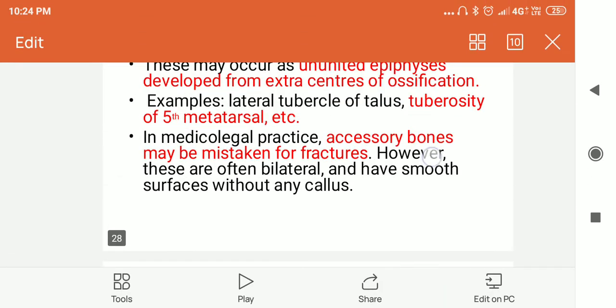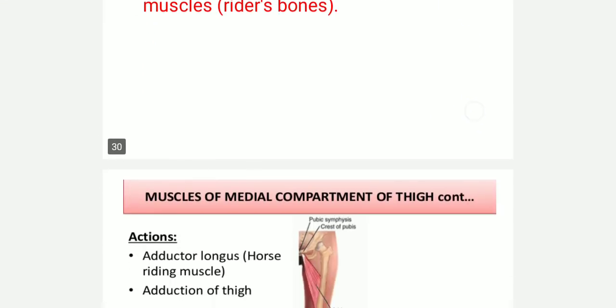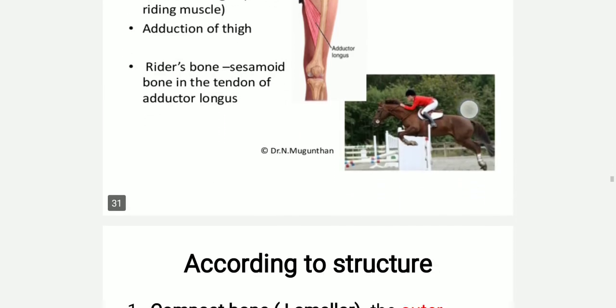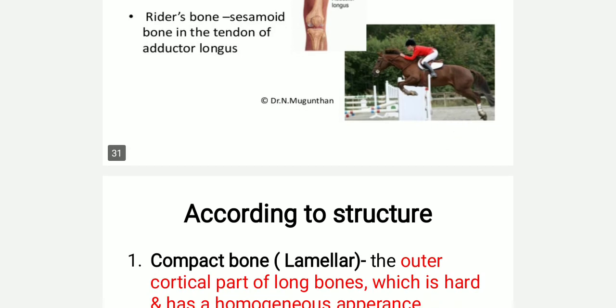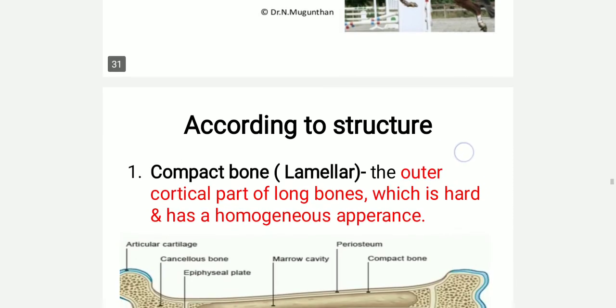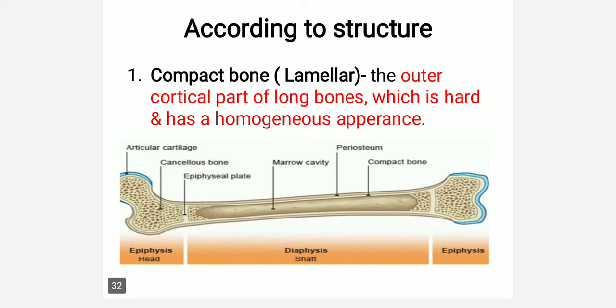So once again I would like to repeat all the classification. First we have discussed according to position, then according to size and shape: long bone, short, flat, irregular, then heterotopic, accessory, etc. Now we will discuss according to structure. According to structure, you have to remember CST: compact, spongy and diploic.